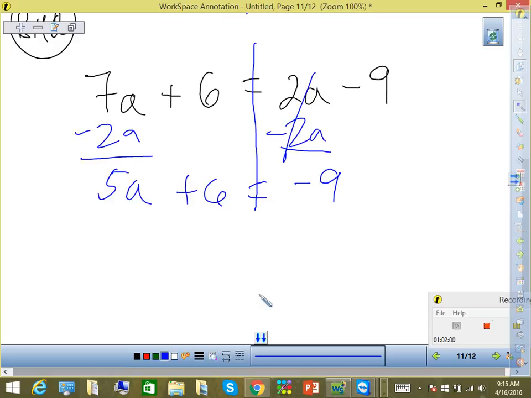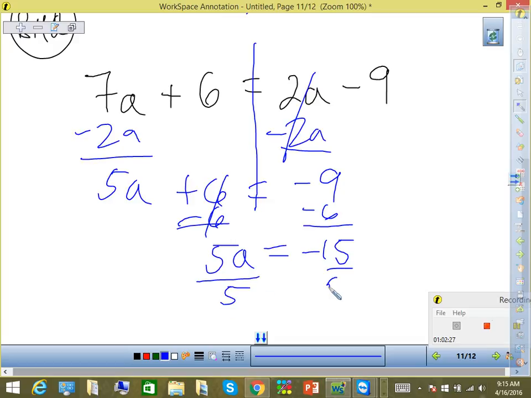Savannah. Subtract 6. Subtract 6. What do you get? What do we write? 5a equals negative 15. Finish it off. A equals negative 3. Hands, have you got that? Okay. All right, let's move on. Let's kick it up a notch. Here we go.